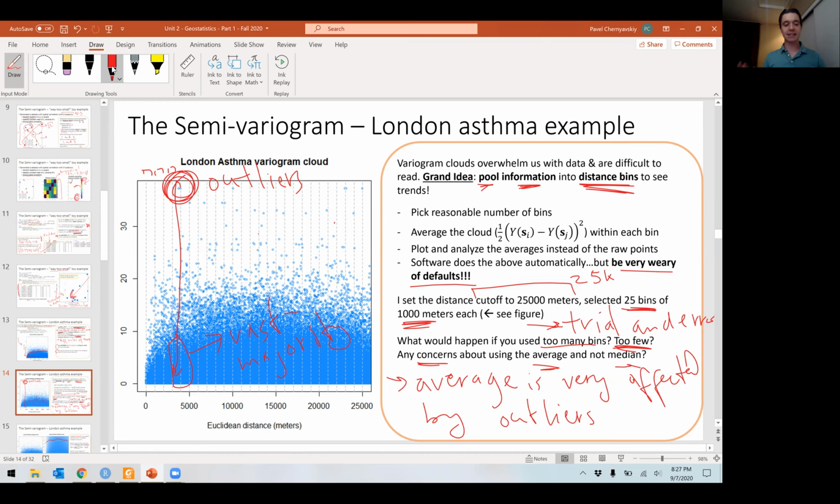Okay, but we know why people like to hate on the variogram a little bit now. You have to select bins. How many bins you select will affect the result. It's going to take an average of half the squared difference between the observations inside of each bin. The average might be affected by these outlying observations that are actually all over the place. So let's take a look at what that comes up to.